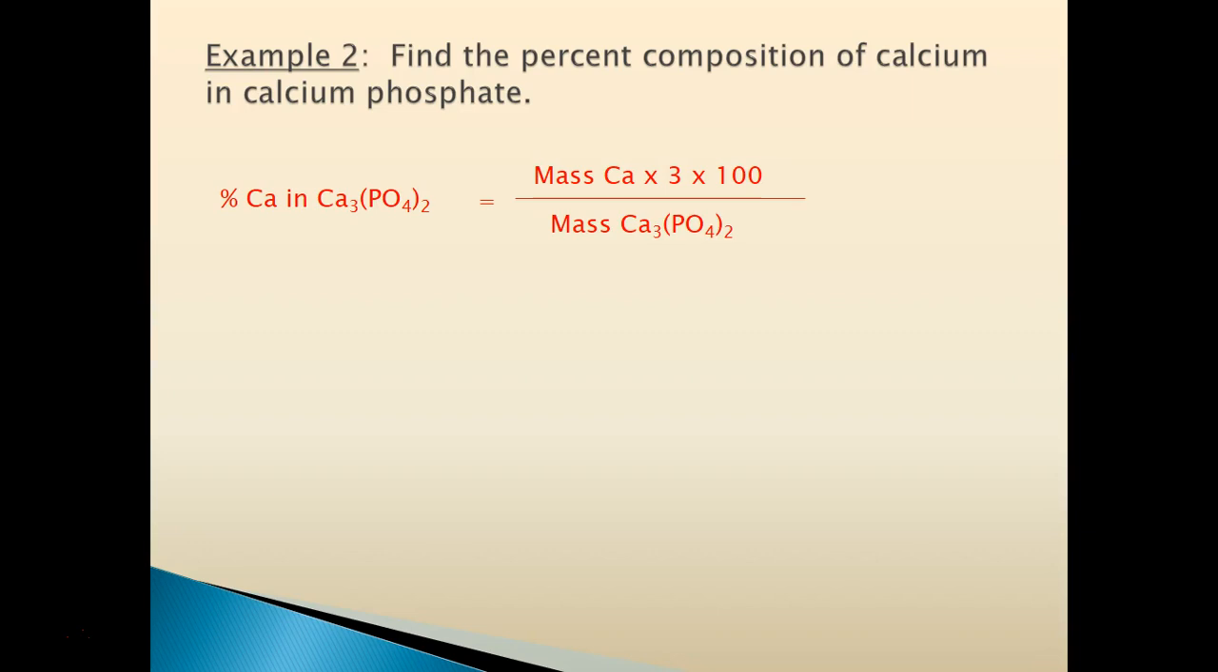Part over the whole times 100. So when I plug in my numbers, I get the mass of calcium from the periodic table, multiply it by 3 by 100, and then divide by 310.18, and I get 38.76%.